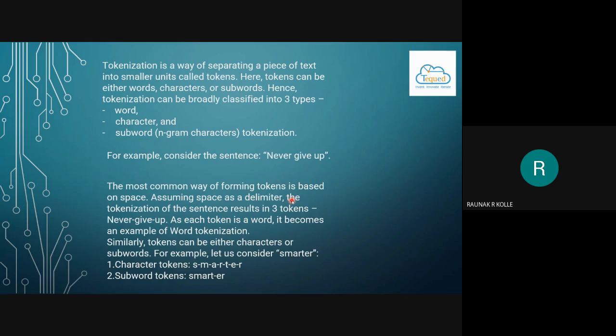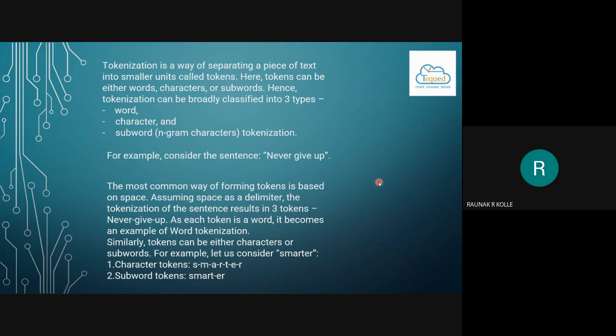For example, let us consider the sentence "never give up." The most common way of forming tokens is based on space. Assuming that the space is the delimiter, the tokenization of the sentence results in three tokens: never, give, and up. As each token is a word, it becomes an example of word tokenization. Similarly, tokens can either be characters or subwords.